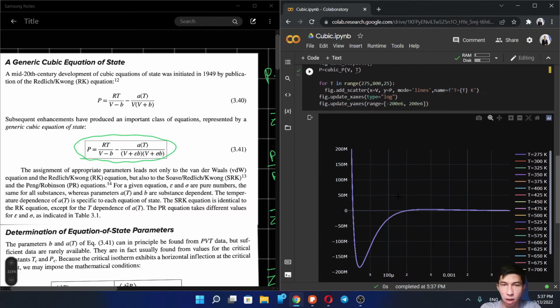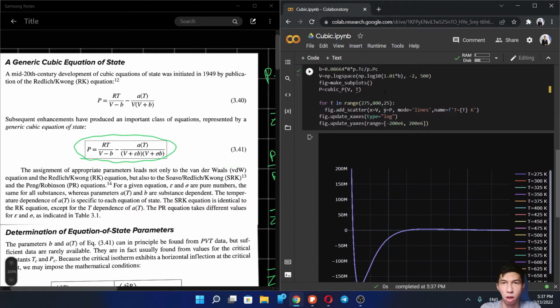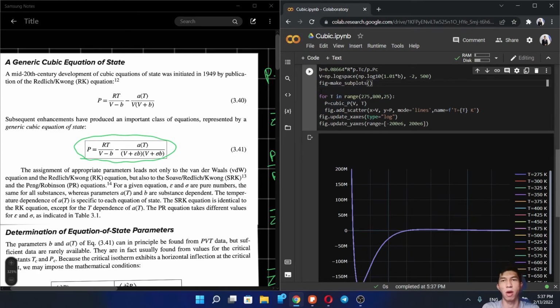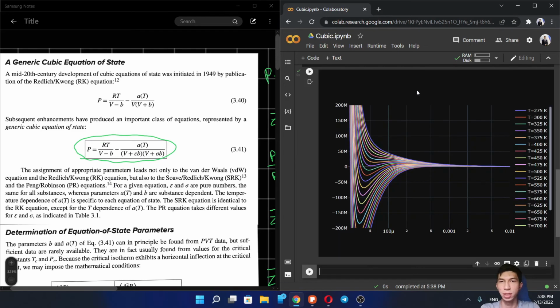I see, we made a mistake here. We should have had our p equals inside of this loop, because it should calculate our pressure value every time in the loop, right? So let's just run it.